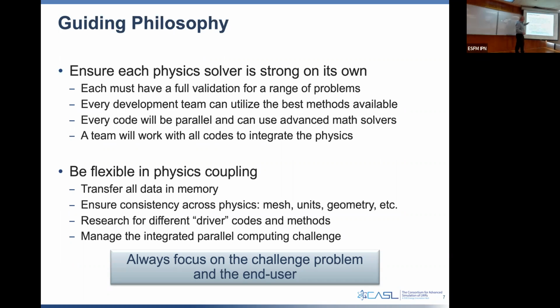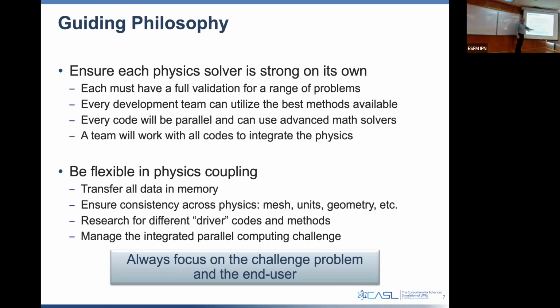We needed to make sure we had research efforts going into how do we couple codes? How do we have a driver code? Which of these codes is in charge, or do we have another code that's in charge? And then if every one of these codes is parallel, you have a global parallel problem. One code says, I need 100 processors, and another one says, I need 1,000. Well, how are you going to do that? Are you going to use 1,100 processors? What process do you want to have?